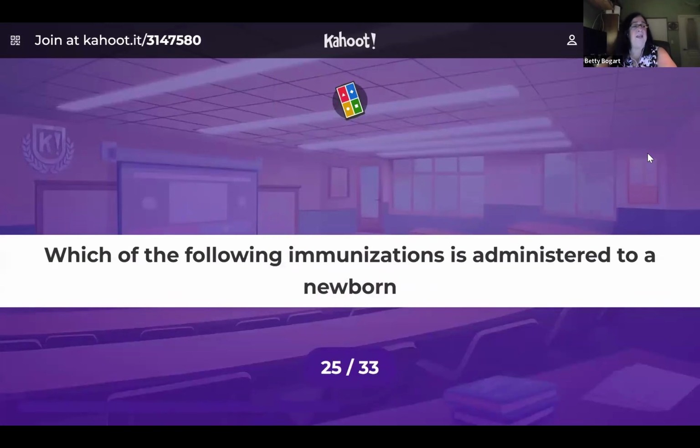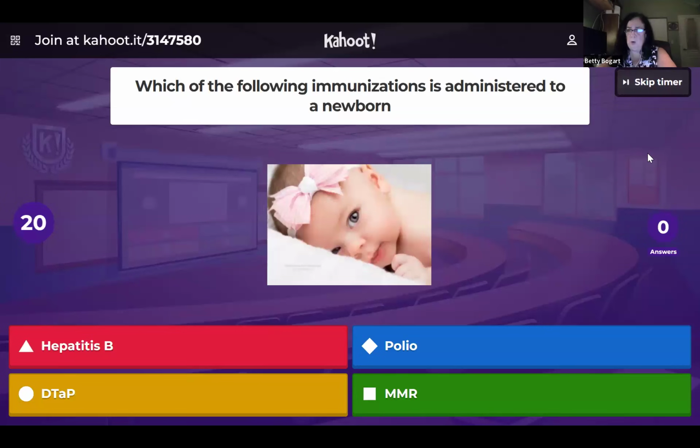Which of the following immunizations is administered to a newborn? You don't know this one yet, but I'm putting it out for you. DTaP and polio are at 2, 4, 6 months. MMR is at 12 months. And Hep B is at birth.